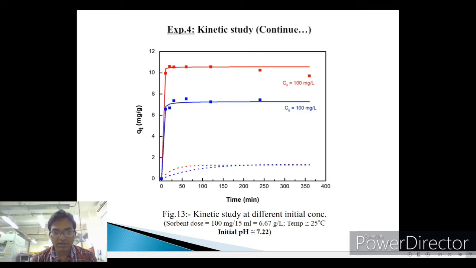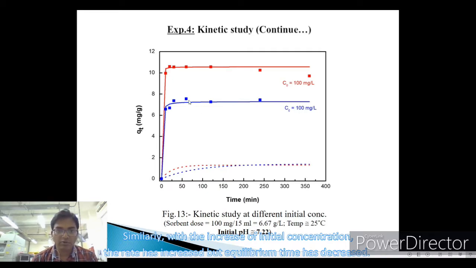Now this is the kinetic study when initial pH was around 7.22, and it has been found that the pseudo second order fitted better than the pseudo first order. The dotted line is pseudo first order, and the straight line is pseudo second order. Similarly, it has been found that when initial concentration is increased, this should be 250 milligram nitrogen per liter, the removal capacity increases and the equilibrium time decreases.